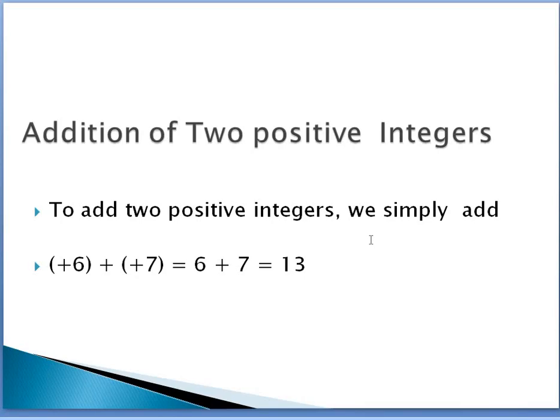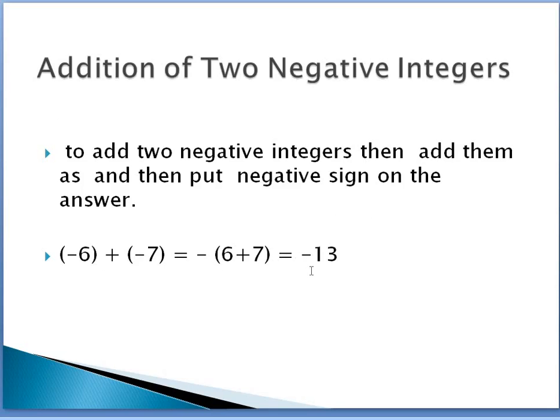Suppose you have to add two positive integers. Simply add them. 6 plus 7 is 13. That's all. You don't have to put any sign here. Only 13 means plus 13. Plus 6 plus plus 7 is nothing but 6 plus 7, that is 13. Suppose you have to add two negative integers, minus 6 and minus 7. Simply add them and put the minus sign here.